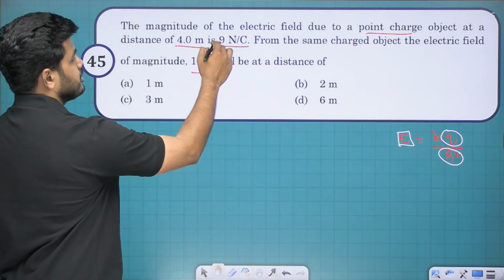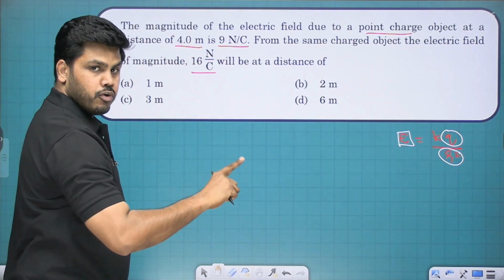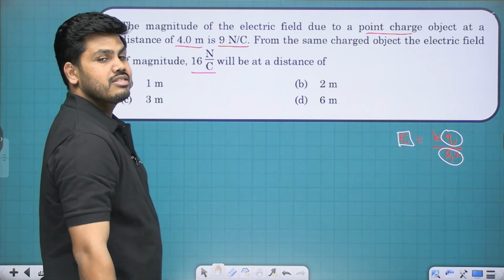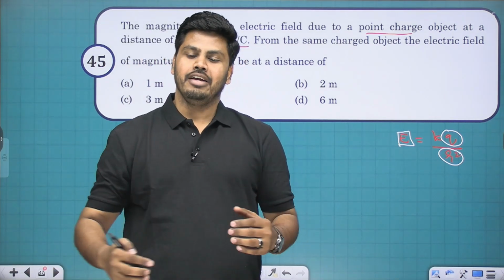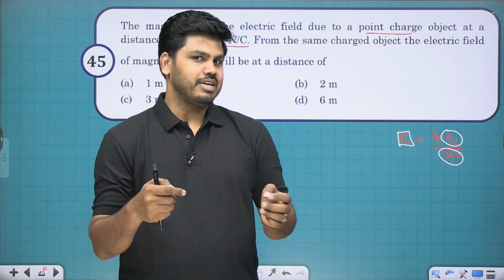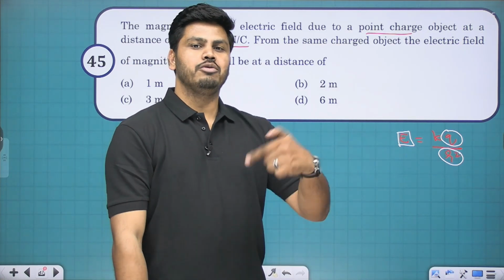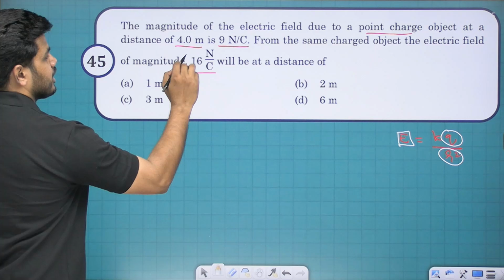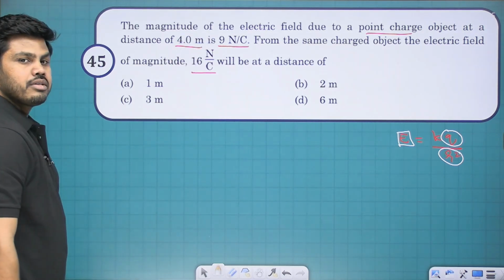See, electric field strength was 9 Newton per coulomb before. Now the new point, it is 16 Newton per coulomb. So definitely we have come closer to the charge, right? Because electric field strength is now more, from 9 to 16. Okay, so we are expecting a result which is less than 4 meters.